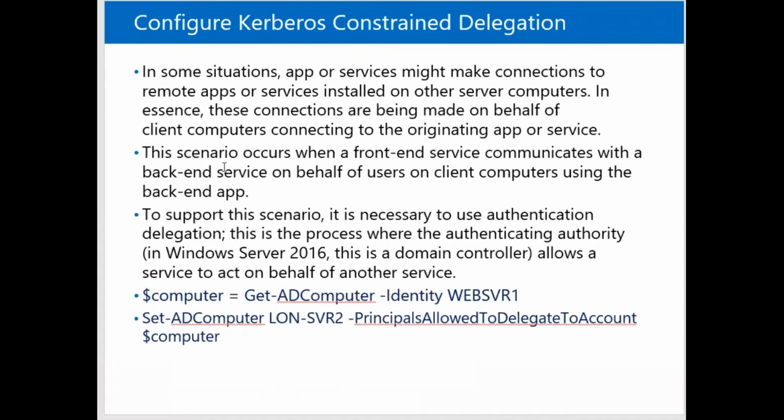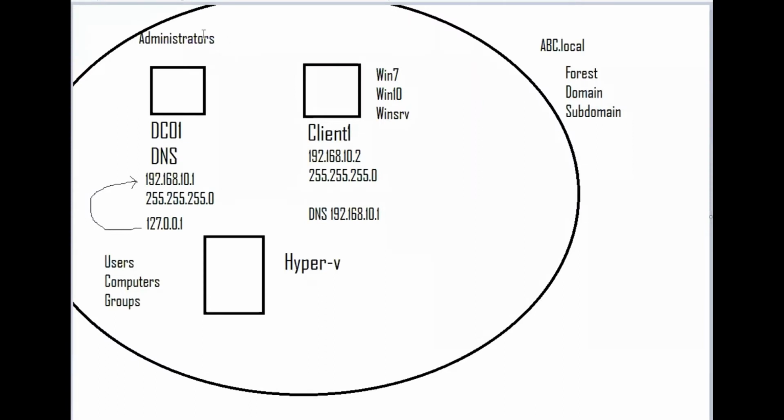Configure Kerberos constrained delegation. This is one of the options we have. With that, we can authenticate one service by another service. So that means you have, let's say, one service running in here and another service running in your network. This is server 1. This is server 2.